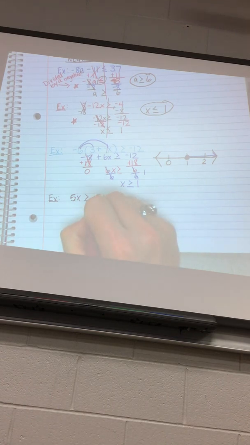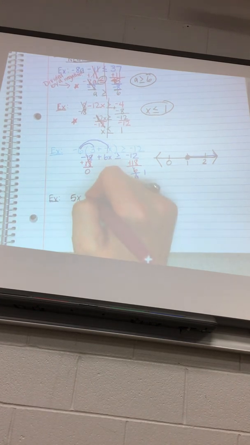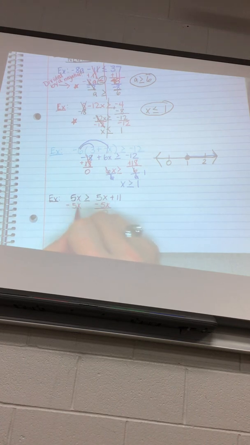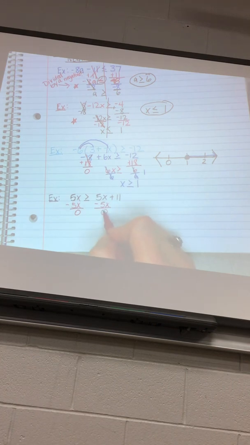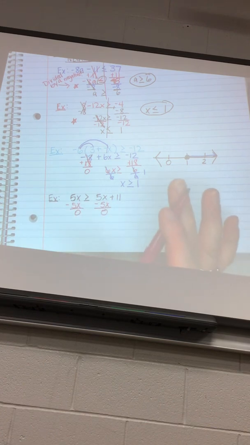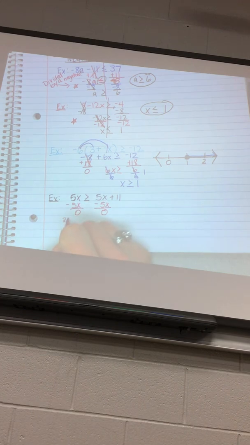Well, when we subtract 5x from both sides, so we can just have numbers over here, we get a 0 over here. What do we get here? A 0. What? We've never seen this before. You can't have 0x. It's just 0. There's no x's. So now you can't have an answer. If there's ever a 0x, that means there are no solutions to this answer.